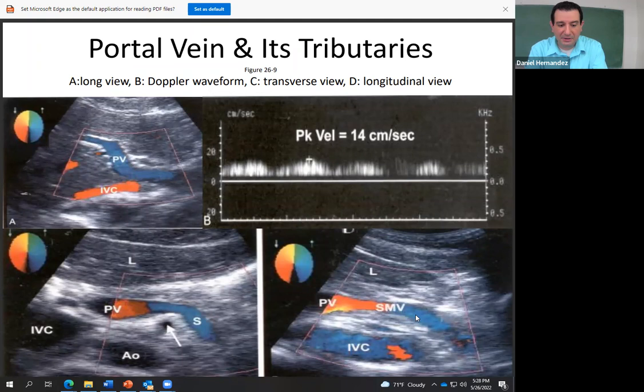This is now our sagittal view, or longitudinal view. We see our IVC in sagittal running up and down. And the superior mesenteric vein now is visualized emptying or connecting or coming into that main portal vein, or forming that main portal vein.